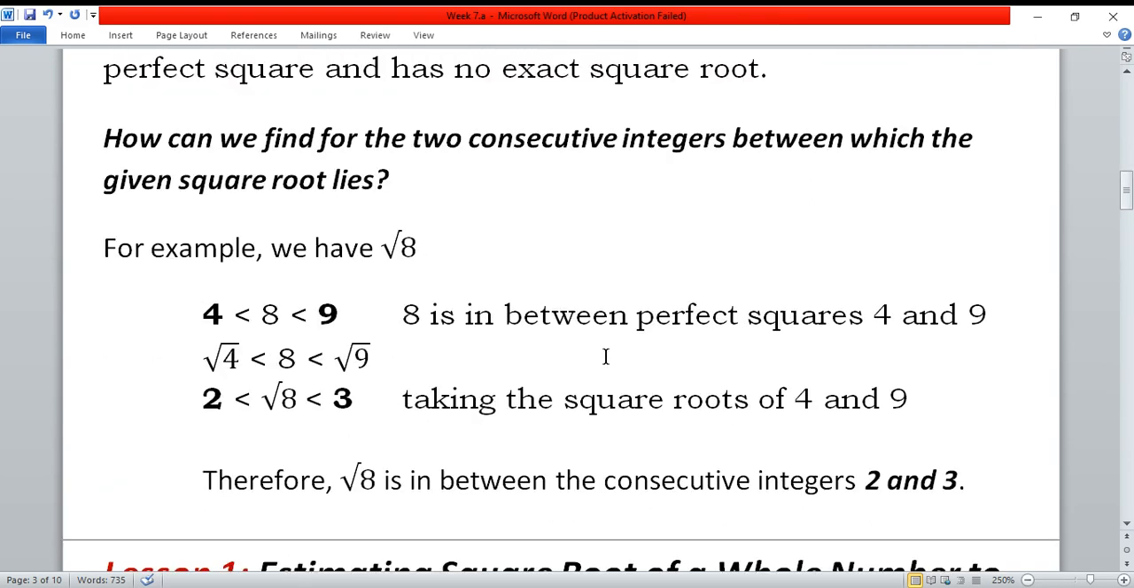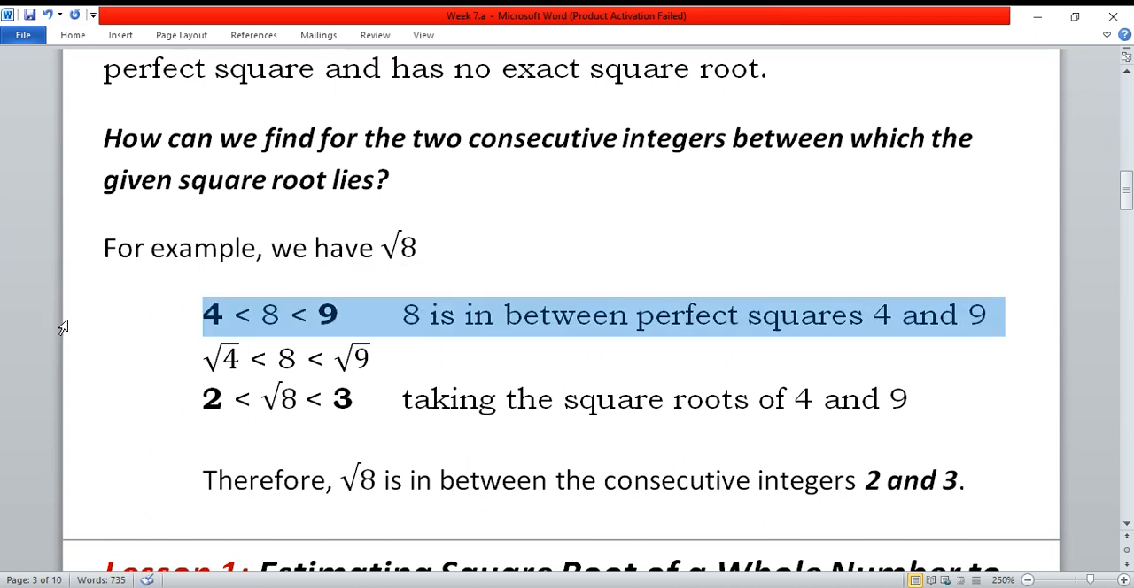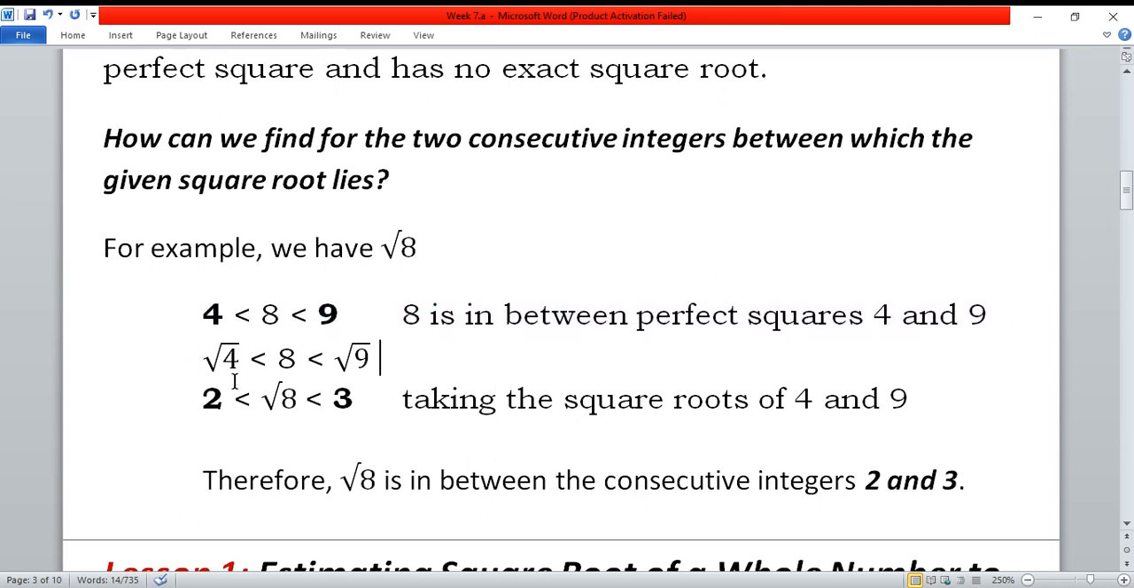Okay? So, as we all know that 8 is greater than 4 but 8 is lesser than 9. So, therefore, 8 is in between perfect squares 4 and 9. So, ang target talaga natin ay malaman yung perfect square na nasa kanyang kaliwa at yung nasa kanyang kanan. Okay? So, kaya pag in-express natin yan, so that would be square root of 4 and square root of 9.